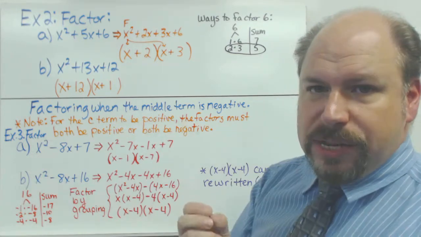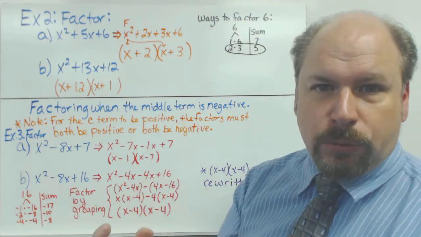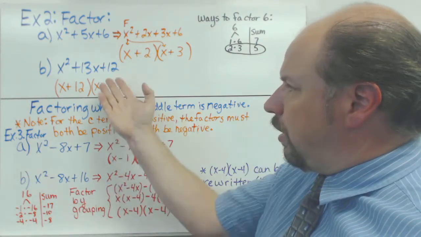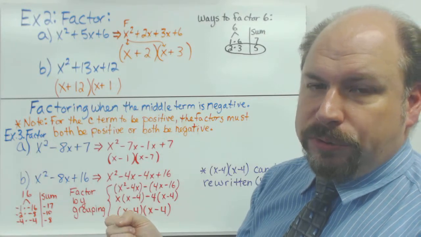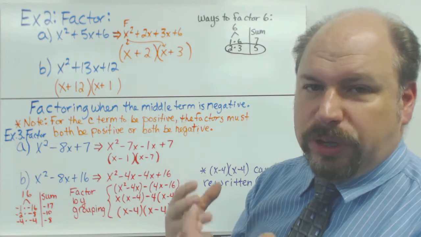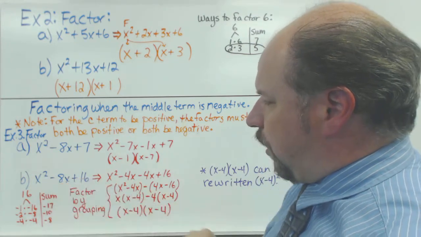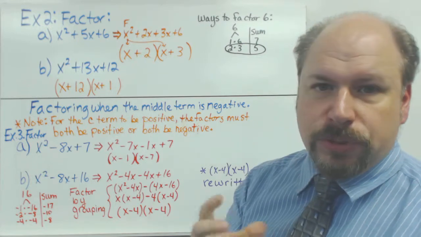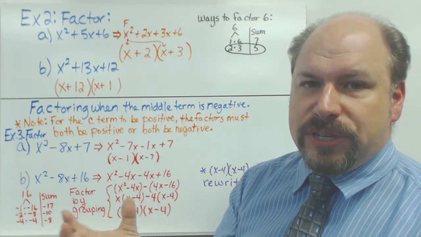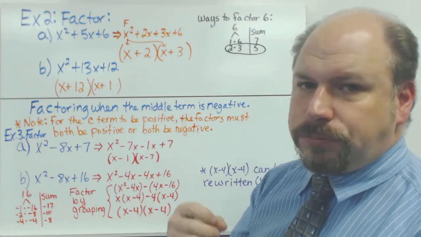Okay, in this next example, I'm going to show you factor by grouping. It's just a slightly different way of looking at it. So if you're a little bit confused by what we've done so far, maybe this will clear it up for you or give you another tool that you can use. So we have x squared minus 8x plus 16. So we need to think about positive 16, two factors of 16 that add up to negative 8.